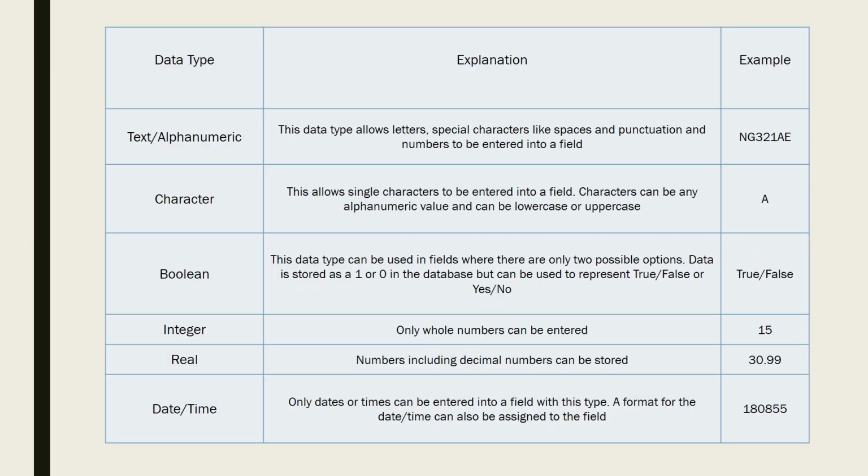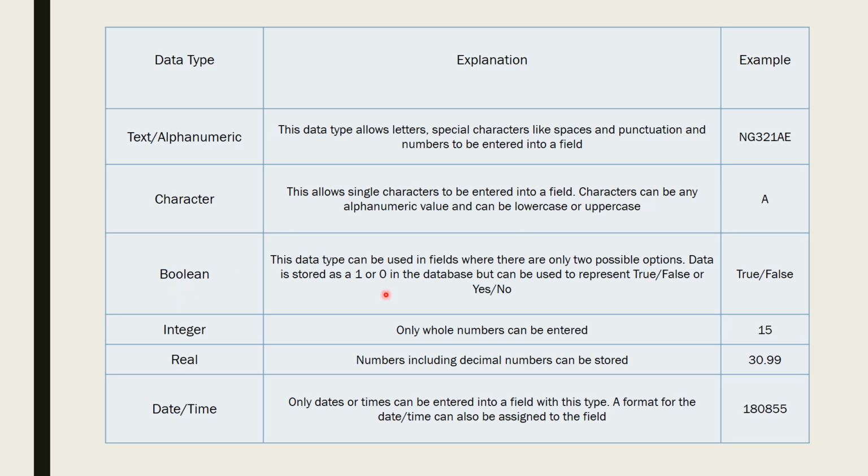So these are some common data types we have already mentioned. First one is text or alphanumeric. This data type allows letters, special characters like spaces and punctuation, and numbers to be entered into a field. Character: this will allow a single character to be entered into a field. Characters can be any alphanumeric value and can be lower and uppercase.